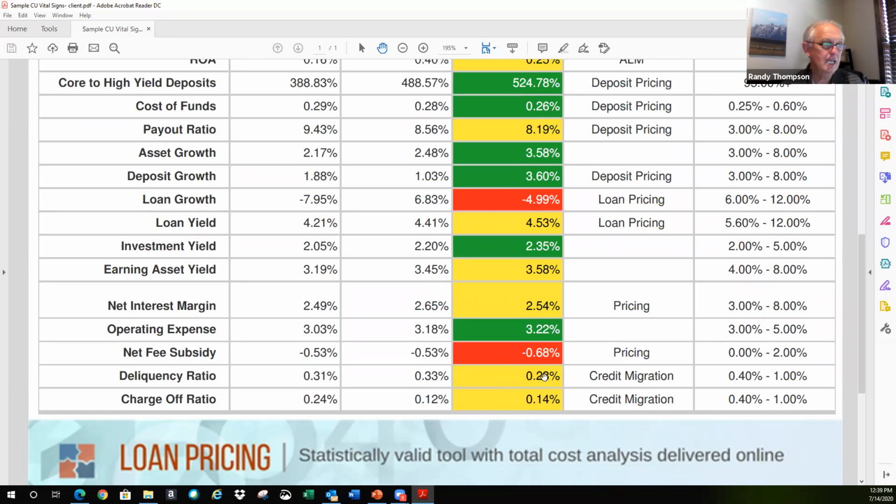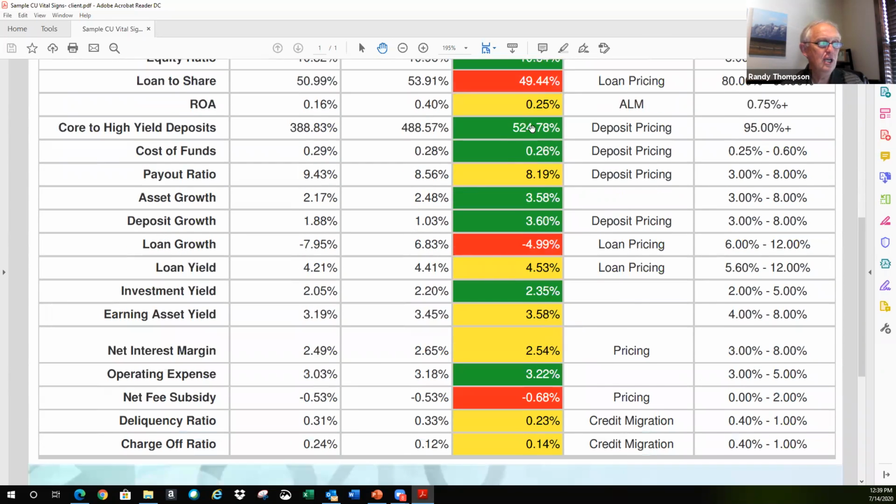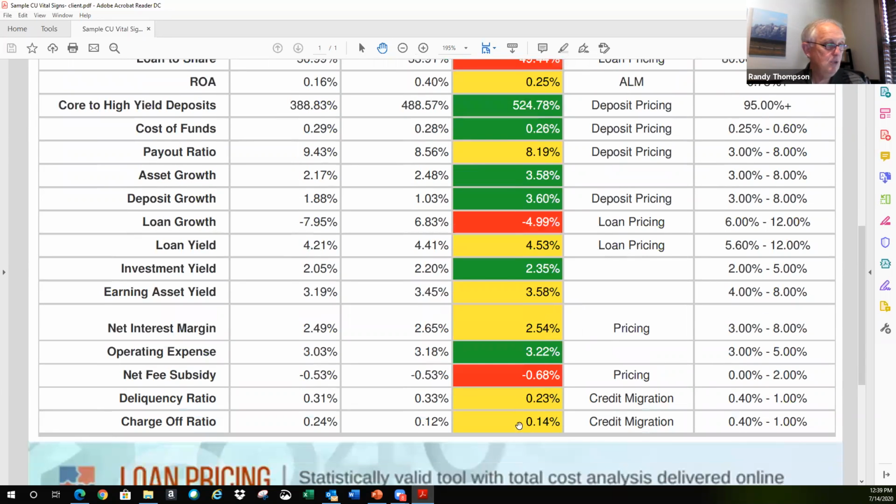Now, isn't that interesting? They are risk averse, which directly affects loan growth and loan to share, and directly impacts earnings and their fee dependency. They're not earning enough to cover their costs. And being risk averse seems to be at the heart of the problem. We need to help them to take some more risk.